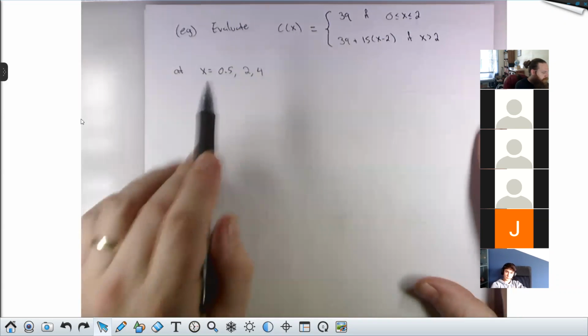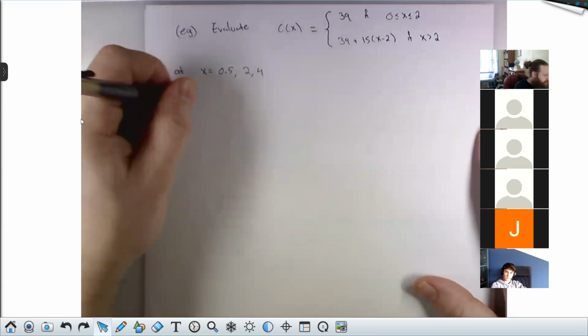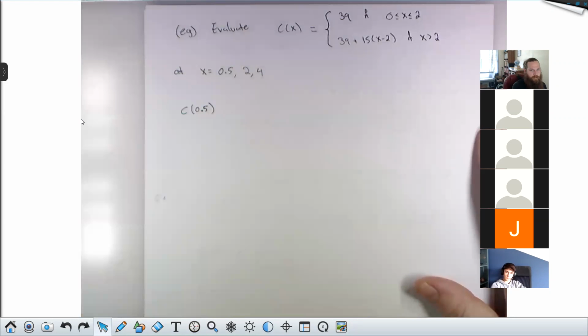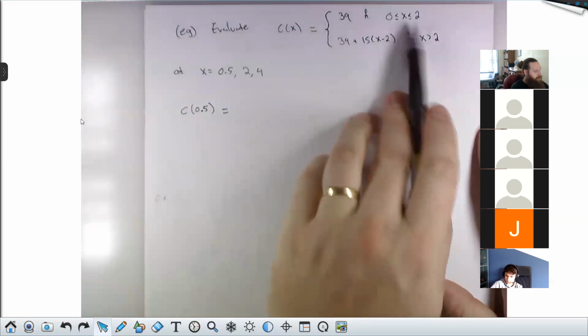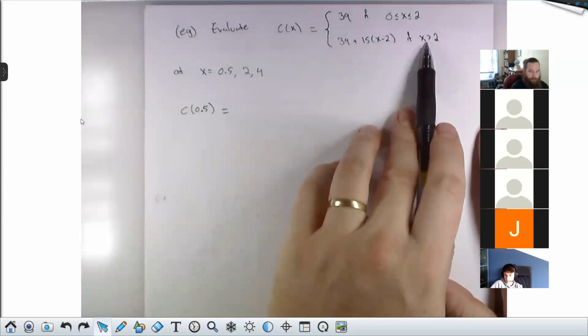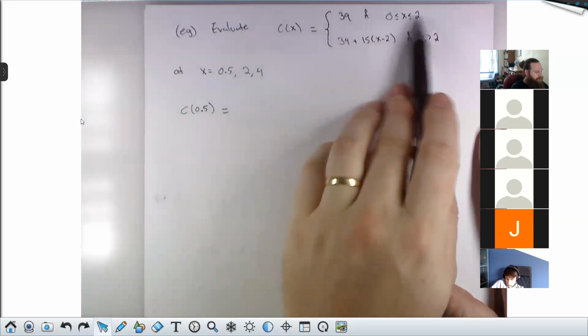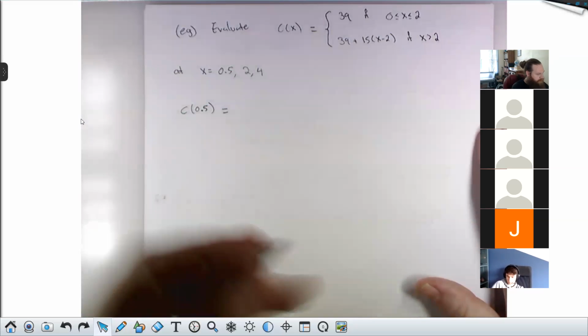The first thing I'm asked to find, if I want to evaluate this function at x equals 0.5, means I'm looking for c of 0.5. And so I need to ask myself, which of these two categories does 0.5 fall into? Is 0.5 bigger than 2? No, it's not, right? Is 0.5 bigger than 0 but smaller than 2? Yes, it is.